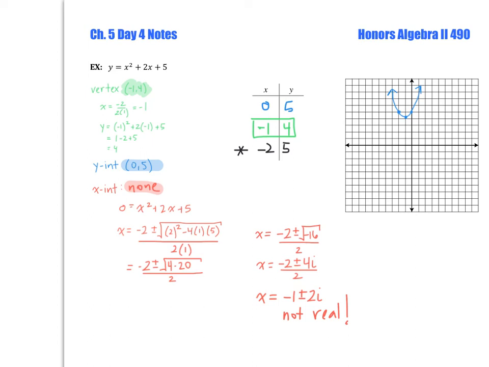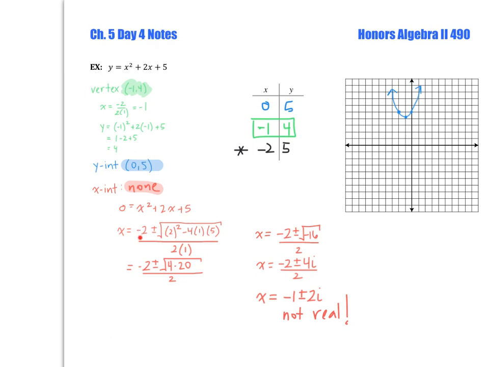You should have gotten the vertex to be (-1, 4): the opposite of b over 2 times a, and then we plug that back in to get the y value of 4. Our y-intercept in standard form is easily identifiable. It's that c value, so (0, 5). And then there is no real x-intercept. As you go through, you would try to factor it, but you can't. So you have to use the quadratic formula.